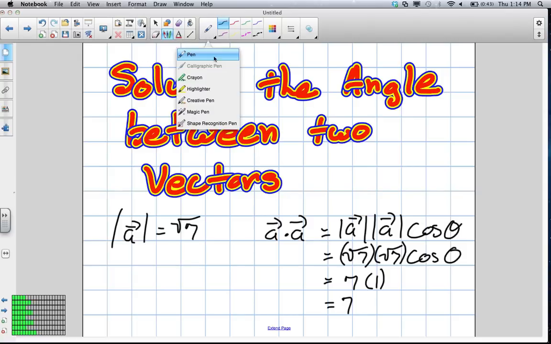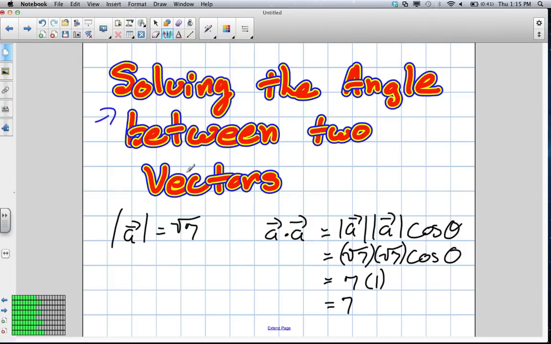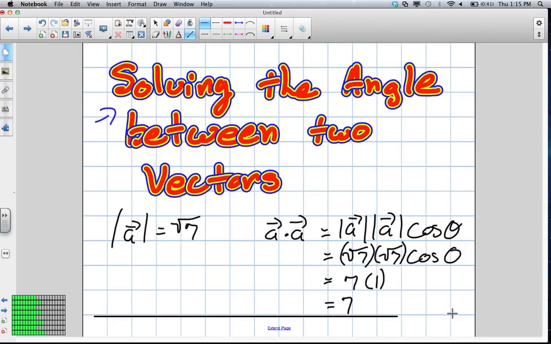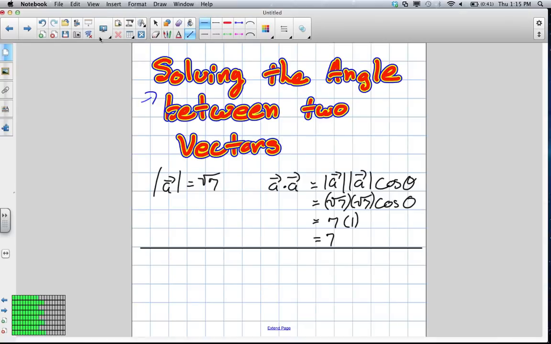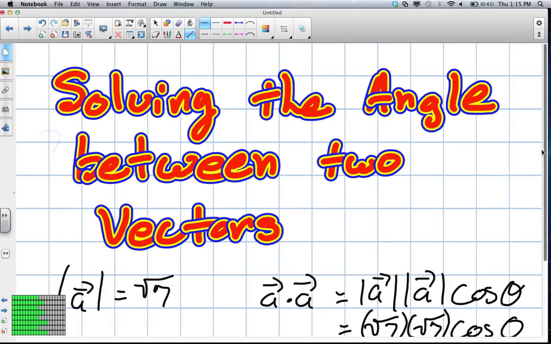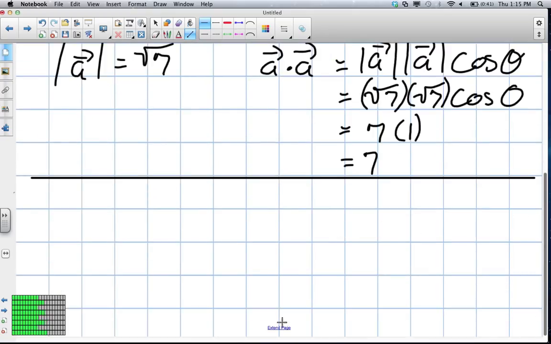Okay, let's get to the actual title here. Title is solving the angle between two vectors. So, let's get into that actual question. They've given us, this is example 3 in your textbook. It says vector A.